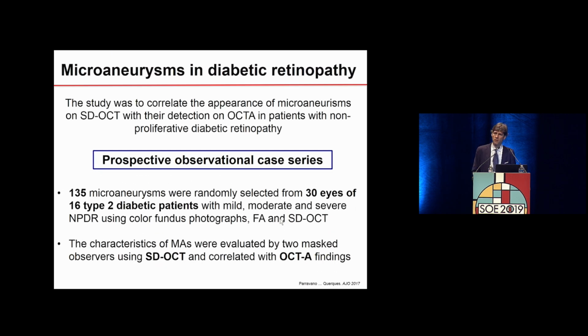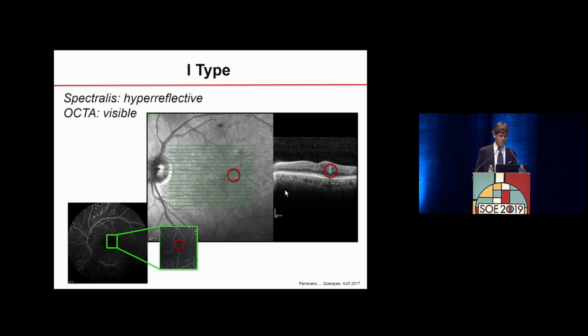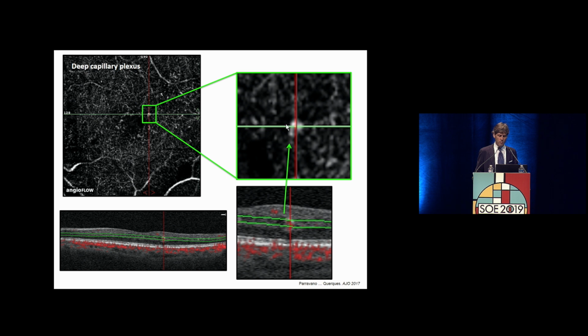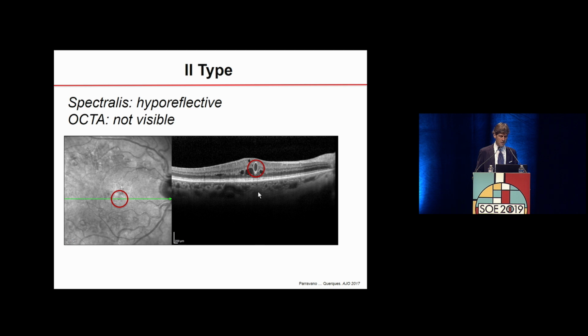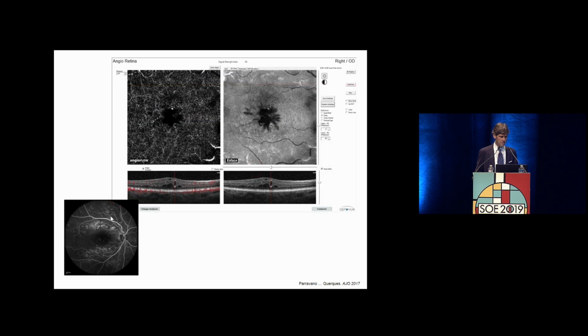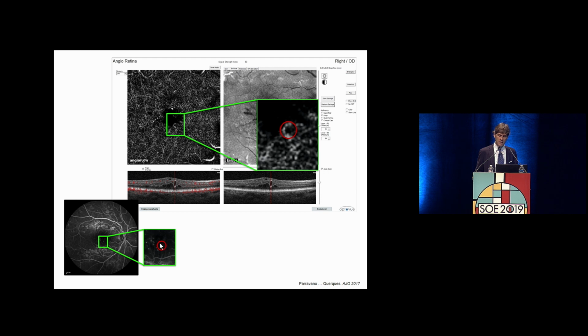Starting also from this, we did an analysis of microaneurysms, and we realized that there were microaneurysms that were well visible on dye angiography, so on fluorescein angiography, that appeared as hyperreflective inside and were well visible on OCT-A. At the same time, we have microaneurysms that are still well visible on dye angiography, but that appear as hyporeflective inside and that are not visible on OCT angiography.